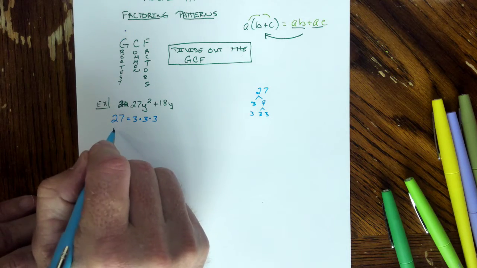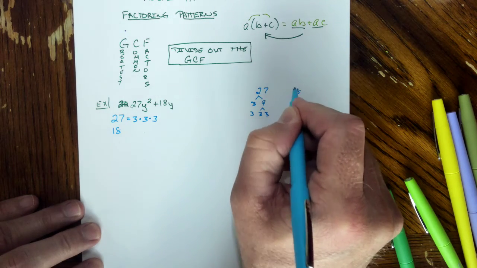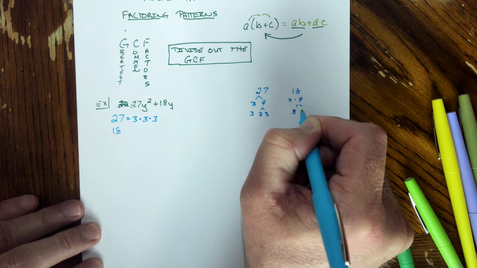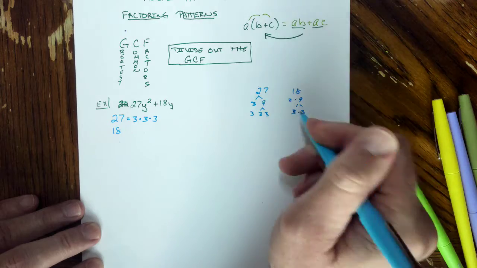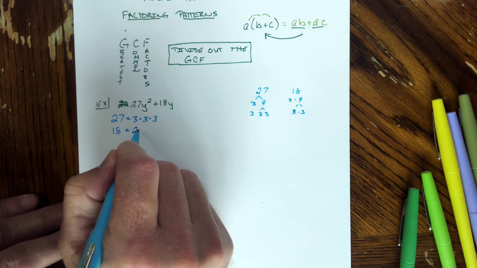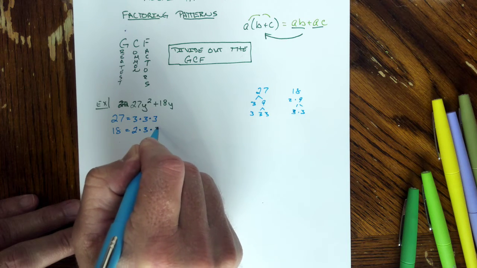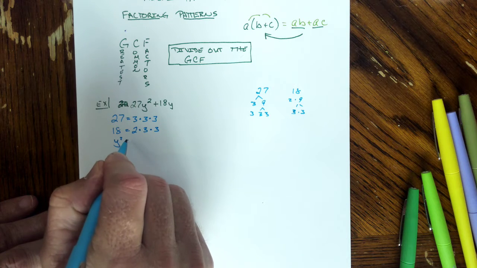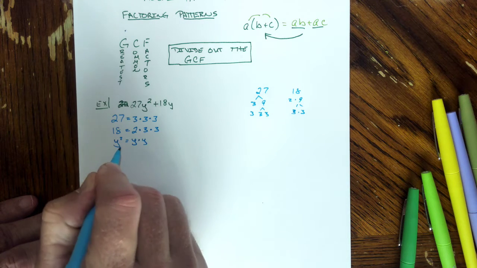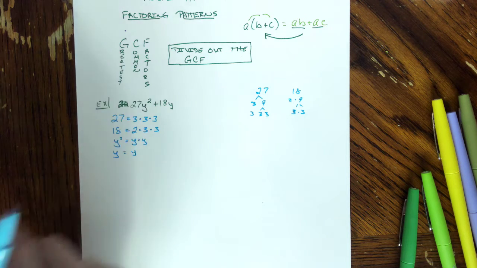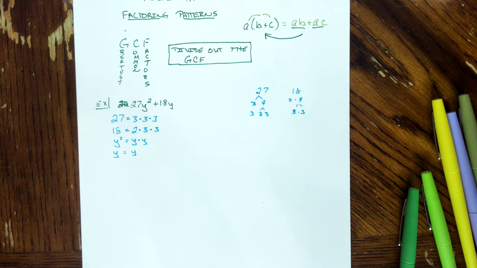We go with the 18. Again, back to the old school. 2 times 9, 3 times 3. Now some of you might have gone 6 times 3. I just chose those real quick. So 2 times 3 times 3. Now we look at the y squared. Y times y. And y is simply y. So we want the greatest common factor.